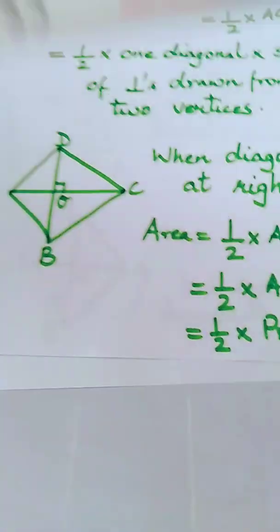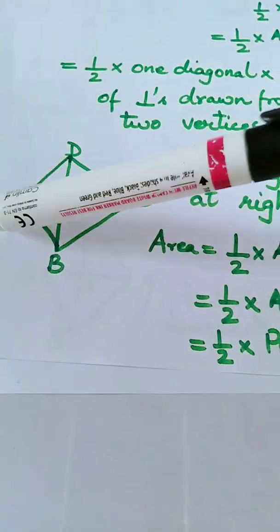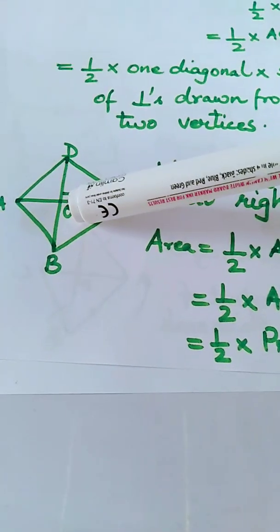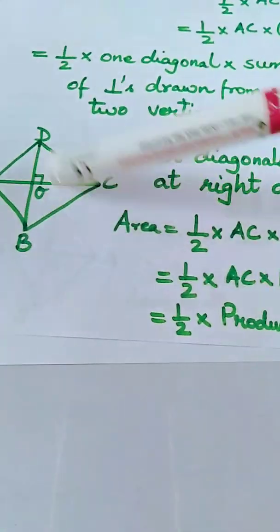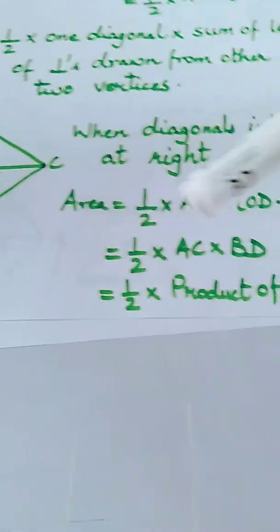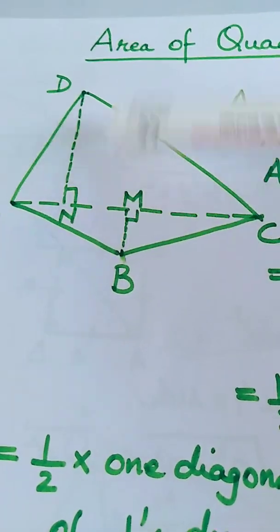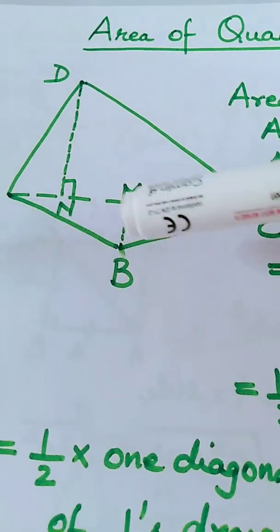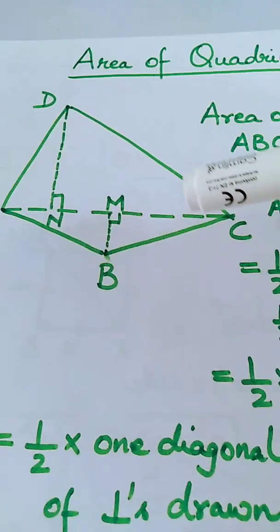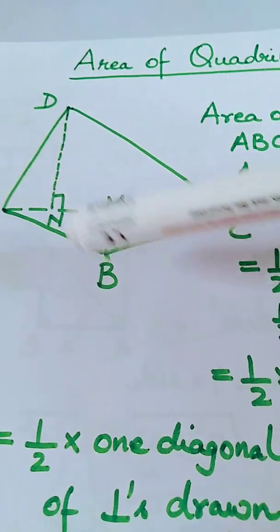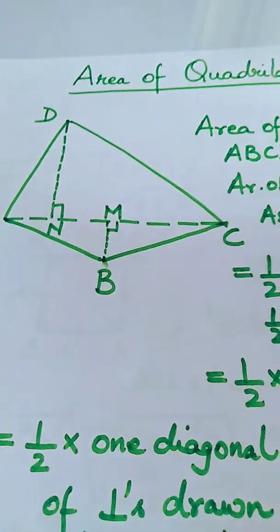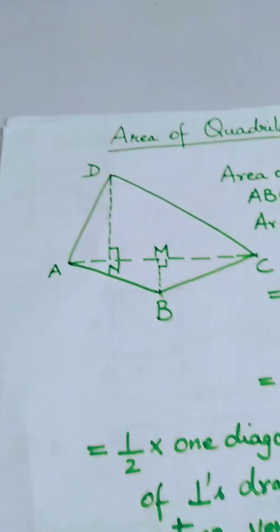This is only the case when the diagonals intersect at 90 degrees. Then we can write the formula that the area of this whole quadrilateral is equal to half into the product of the diagonals. But when the diagonals do not intersect at 90 degrees, then the area is half into the diagonal into the sum of perpendiculars drawn from the other two vertices on this diagonal AC. Clear? Now coming to special quadrilaterals.